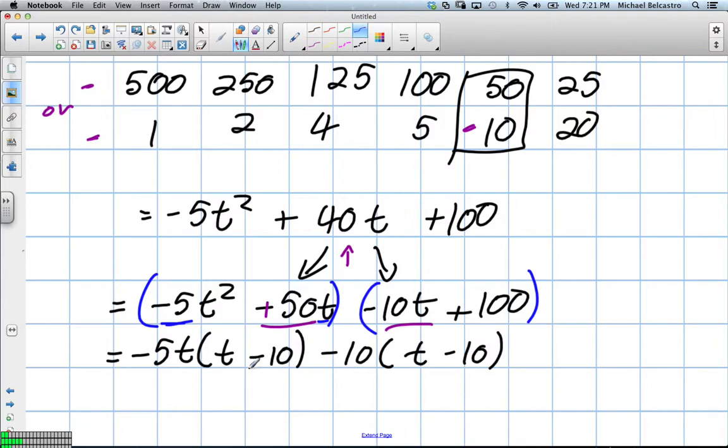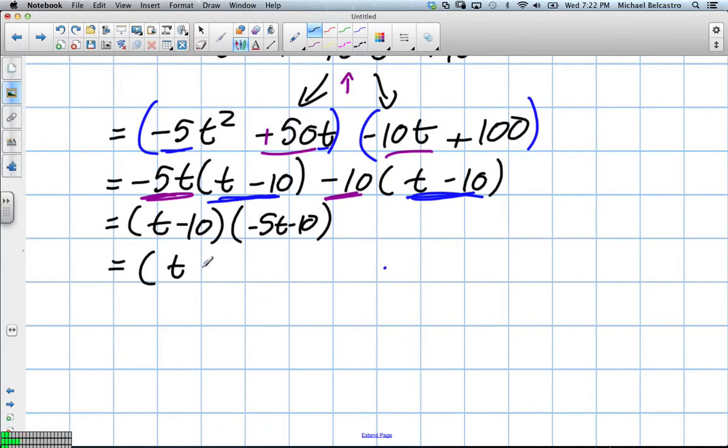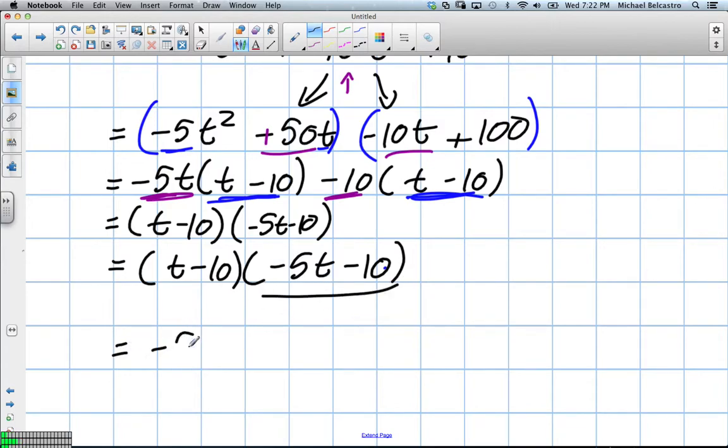Well, if you notice, both these brackets are identical. So I can factor those brackets out as a common factor. And what we do is we rewrite those brackets, t minus 10, and then our other bracket is just whatever was left out, the two common factors. Yeah, there we go. And then technically, we don't have to do this. Okay. But what can I common factor out of this second bracket? I can take negative 5 out.